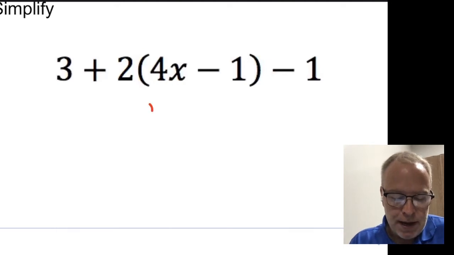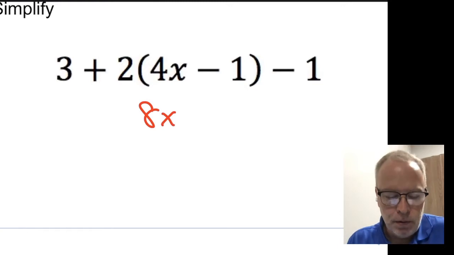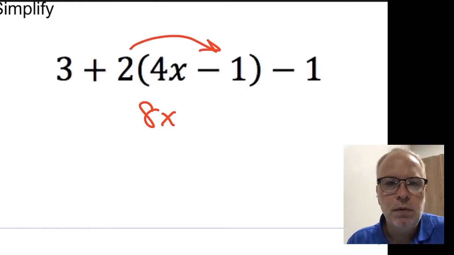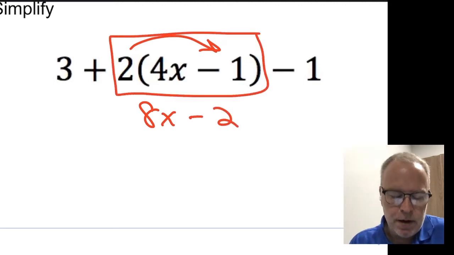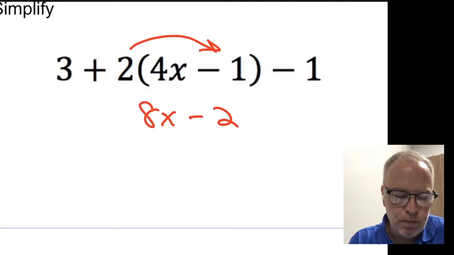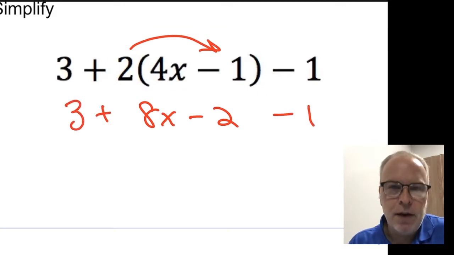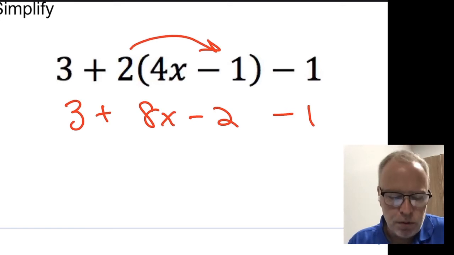So we get 8x, because 2 times 4x is 8x. And then positive 2 times negative 1 gives you negative 2. So this whole region right here is 8x minus 2. Now I'm going to bring down the 3. I'm going to bring down the negative 1 for part 2 in this. Now what you do is you scan through the whole thing and you look for like terms.